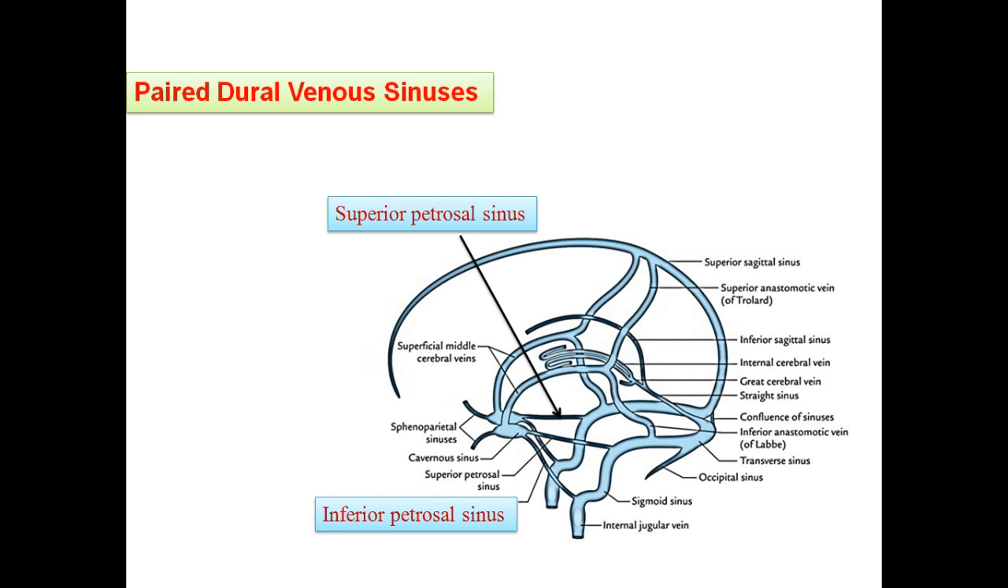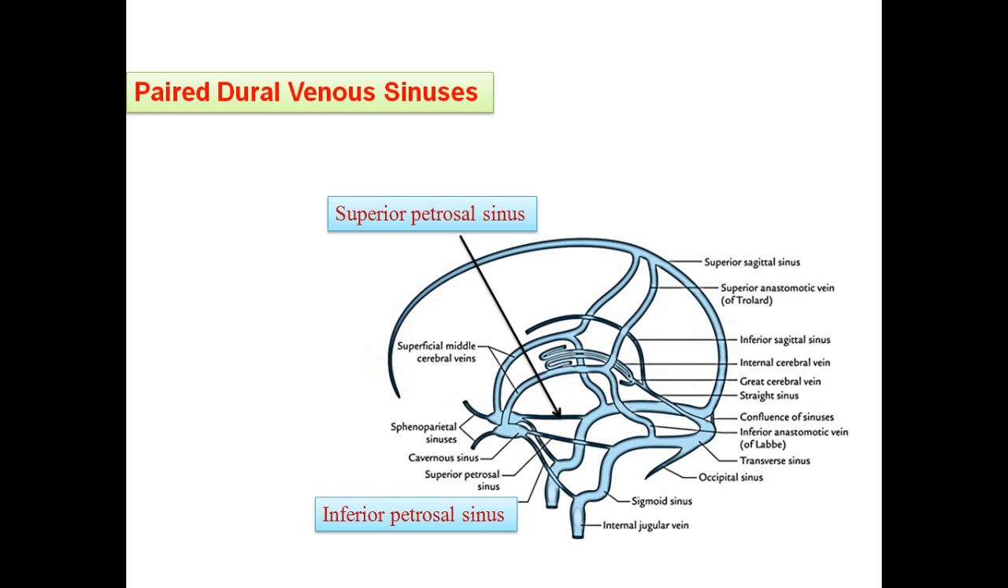Paired sinuses. Regarding the superior petrosal sinus, it lies in the anterior part of the attached margin of the tentorium cerebelli, in the petrous part of the temporal bone. You can see that the superior petrosal sinus communicates with the cavernous sinus and transverse sinus.